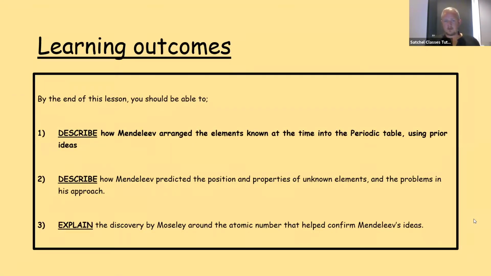So Mendeleev arranged the elements known at the time into the periodic table using the ideas that we've discussed from De Bruyne and Newlands. But how did Mendeleev predict the position and properties of unknown elements, and what problems came out of his approach?